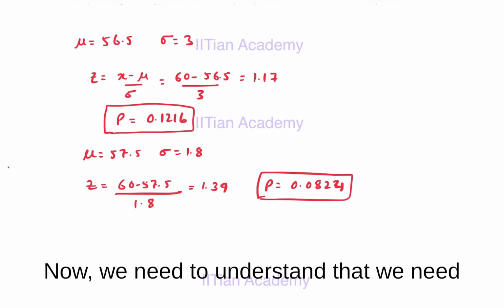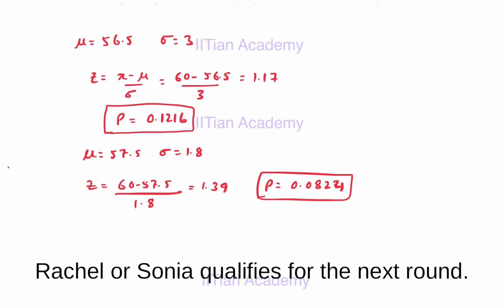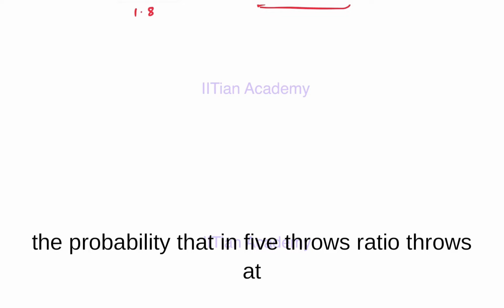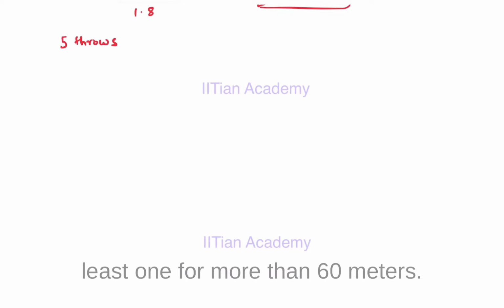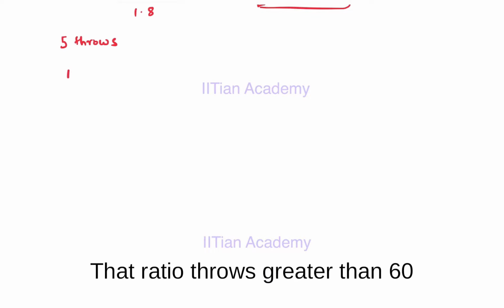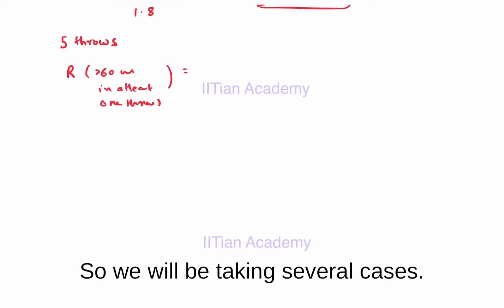Now we need to find the probability that only one of Rachel or Sophia qualifies for the next round. For which, first we will try to identify the probability that in 5 throws Rachel throws at least one for more than 60 meters. So we will be using a binomial probability distribution, where Rachel throws greater than 60 meters in at least one throw. So we will be taking several cases.